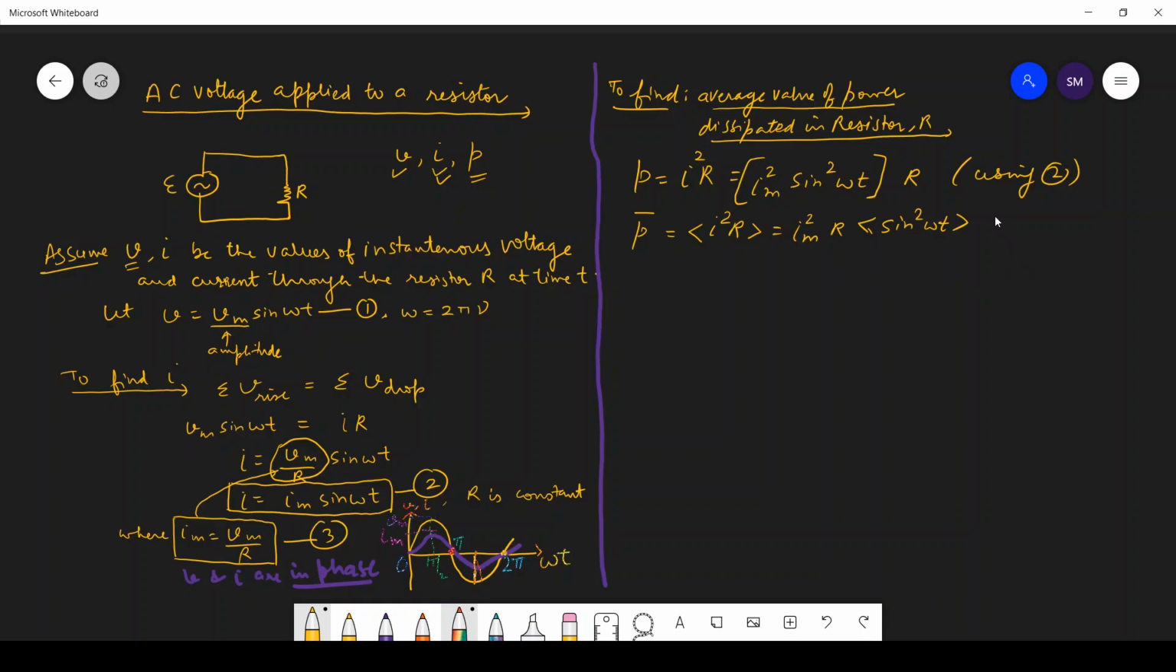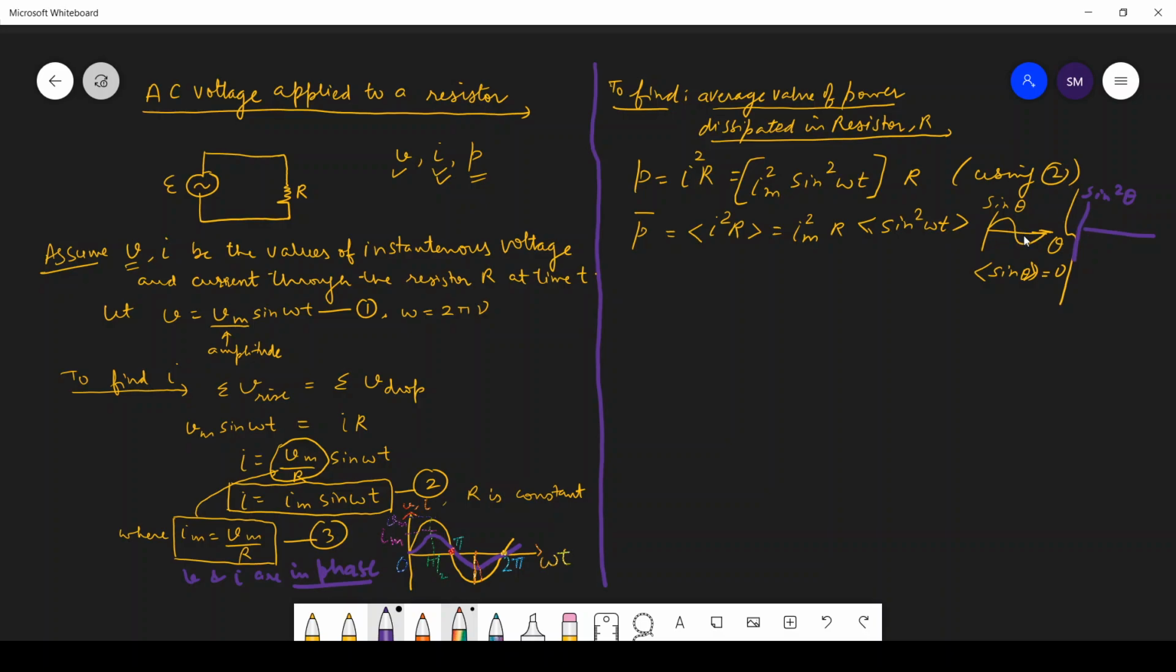Now what's the value? See here, this is the graph of sine theta. So this is theta and this is sine theta. Over a cycle, the average of sine theta is equal to 0. But if I do its square, so sine square theta, what will I get?